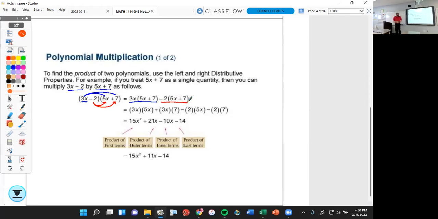Now I'm going to tell you, folks, as I'm working problems later on in this class, you probably will not see me write it down like that. We're going to talk about, as it's talked about right down below, simply FOILing. So if I had 3x minus 2 times 5x plus 7, I'm going to go directly to this step right here. Okay, so as I look at 3x, let me rewrite this.